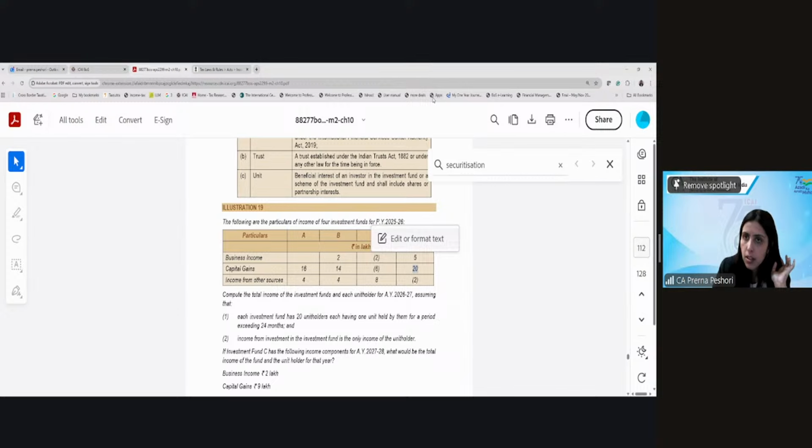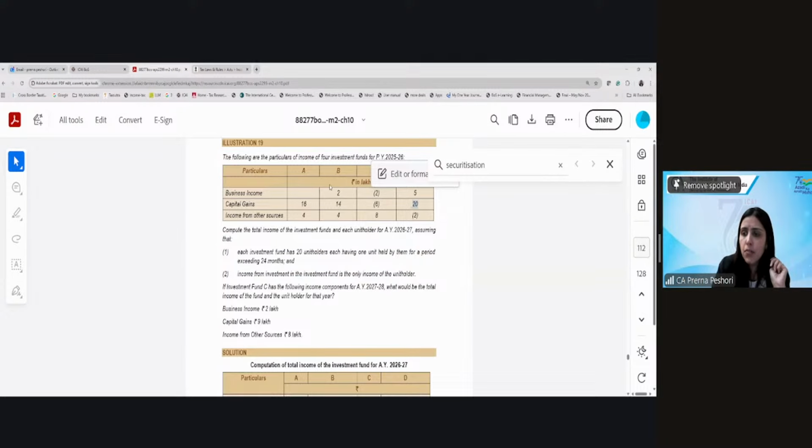Yes, ma'am. Okay. The second part of the question is asking: if the investment fund C has the following income components for AY 27-28, next year, what would be the total income of the fund and the unit holder for that year? Business income 2 lakh, capital gain 9 lakh and income from other sources 8 lakh.